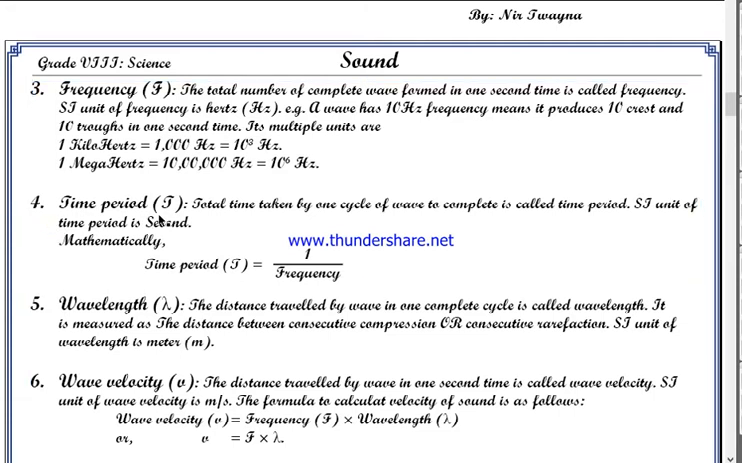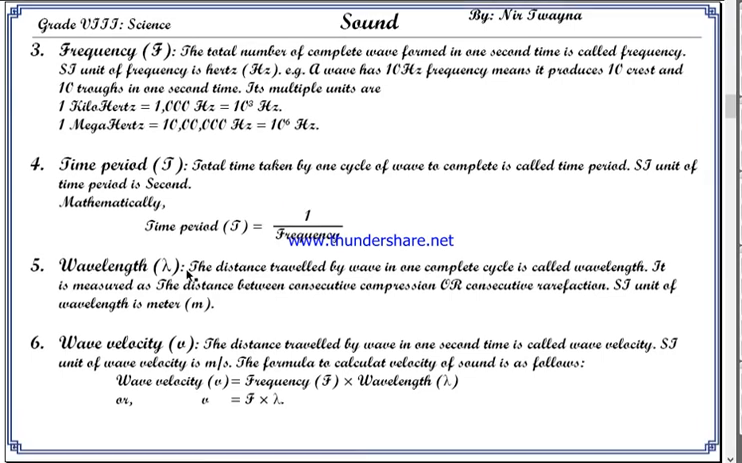How much time does one complete cycle of a wave take to complete? That is known as time period. Mathematically, time period is just the inverse of frequency, just the opposite of frequency. And the next term was wavelength.